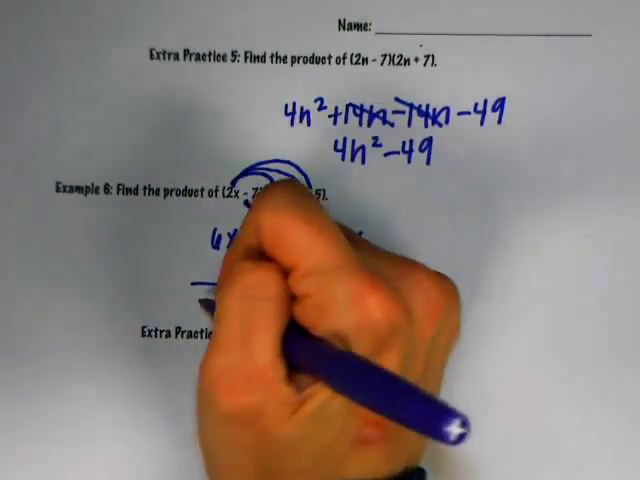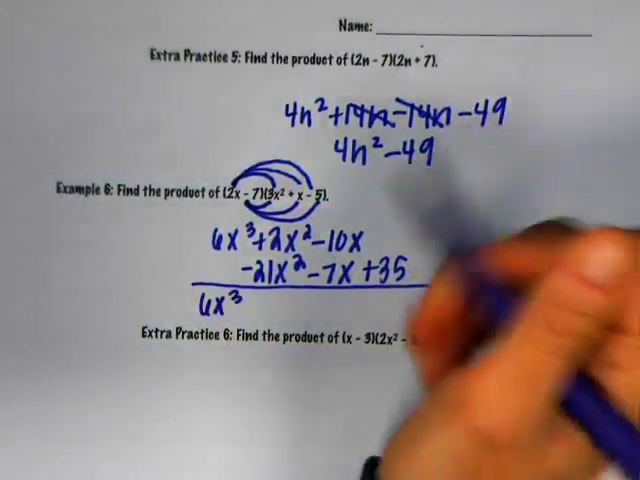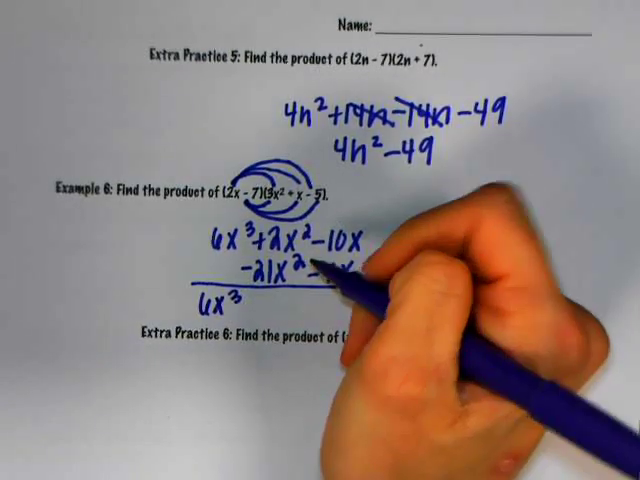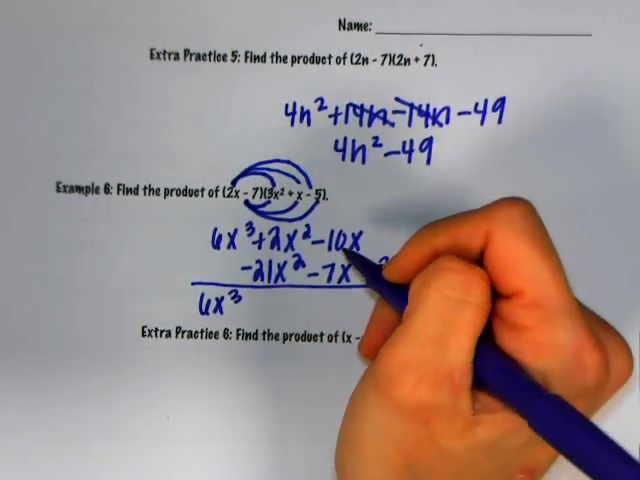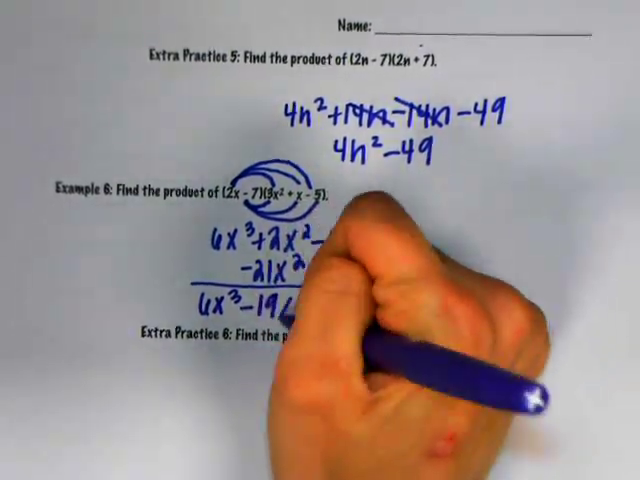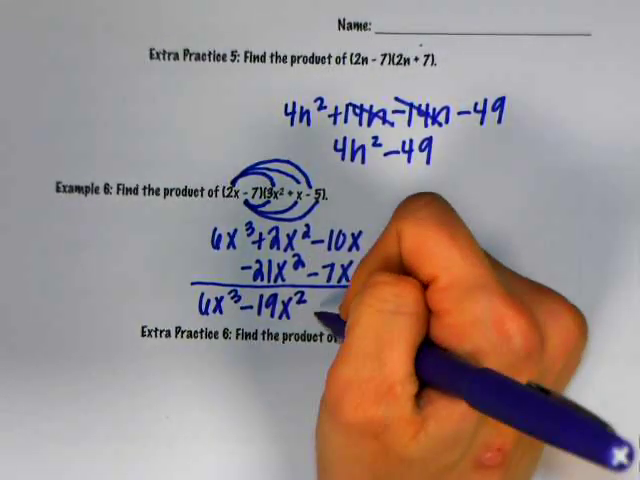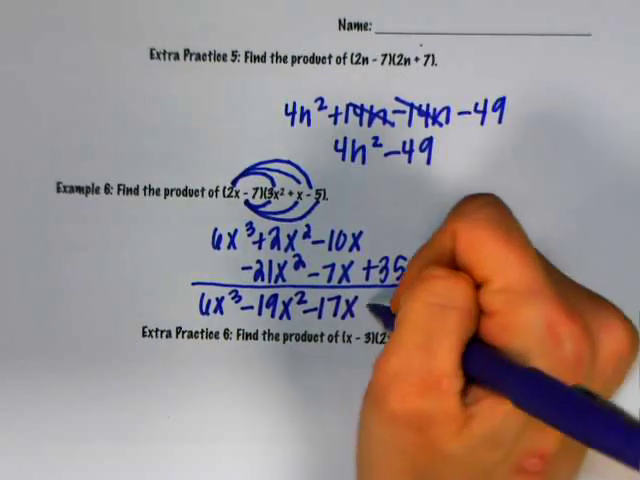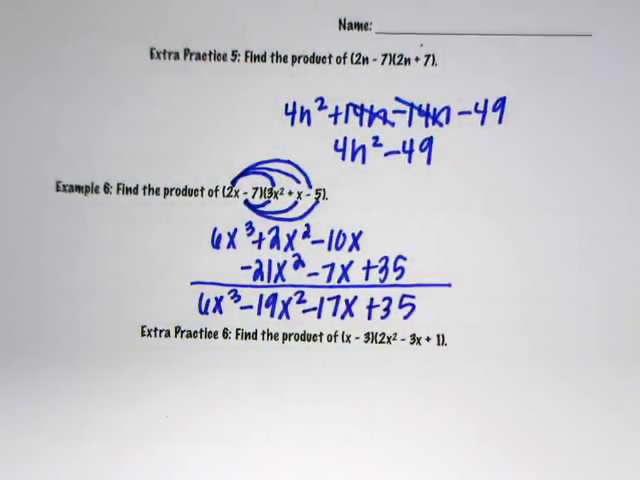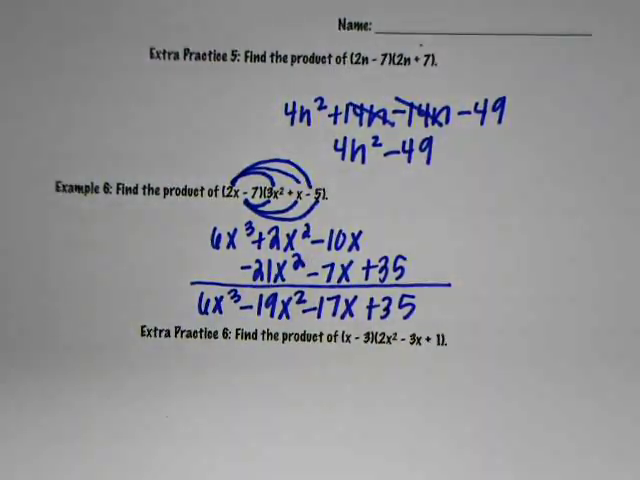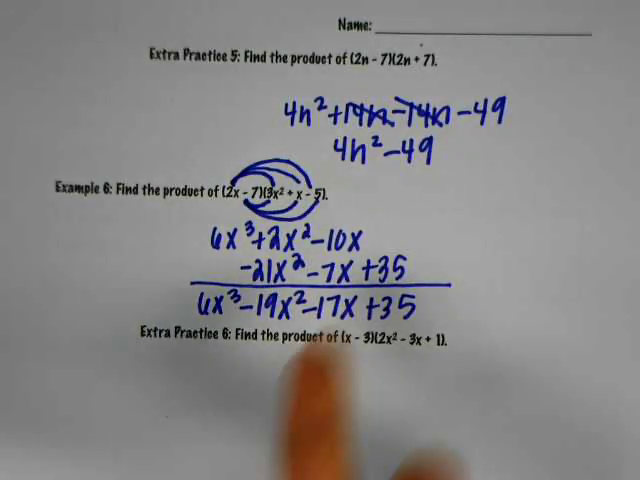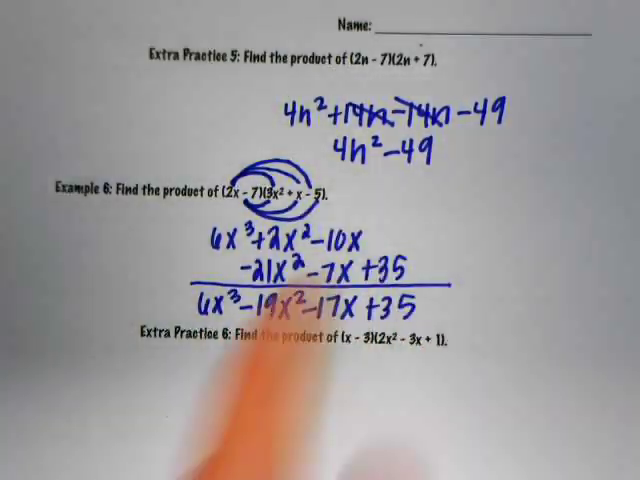So the 6x to the third doesn't have a like term. What's 2x squared minus 21x squared? Negative 19x squared. Negative 10x and negative 7x. Yep, and then bring down the plus 35. The biggest mistake I see on this question on the quiz is just signs within the work will be the wrong sign, and then it throws the whole thing off, okay? Because of the combining like terms part. So just make sure you double check everything, okay?